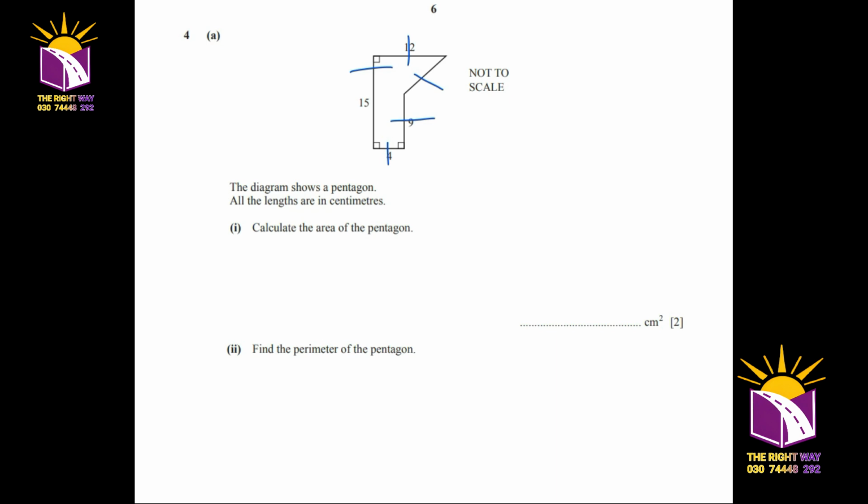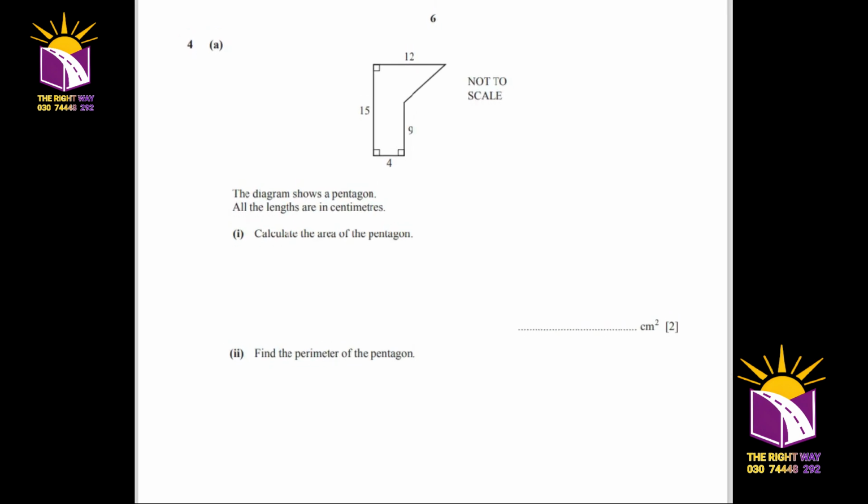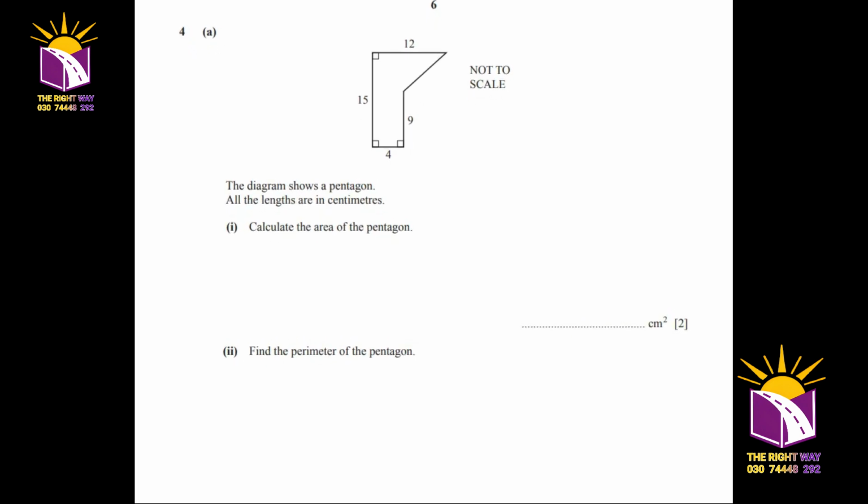Now I have to calculate the area of the pentagon. First of all, I am dividing this figure into two parts. One is a triangle and one is a rectangle. So the rectangle is 15 centimeters long and 4 centimeters wide. So the area of the rectangle will be 15 multiplied by 4.